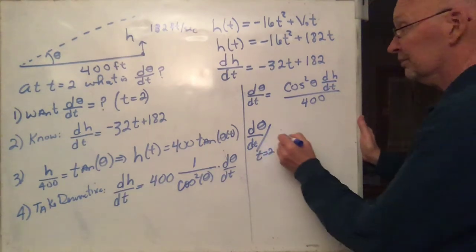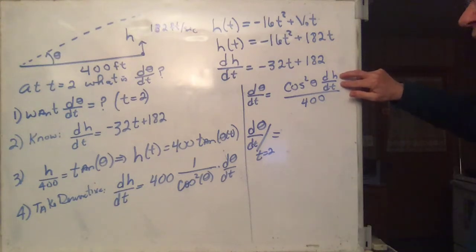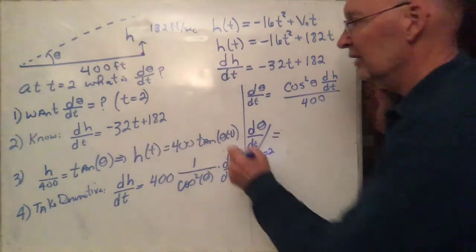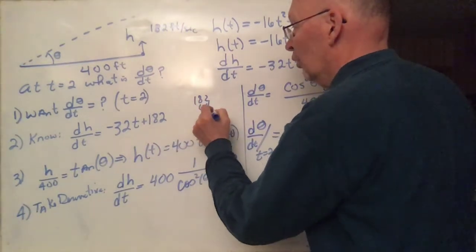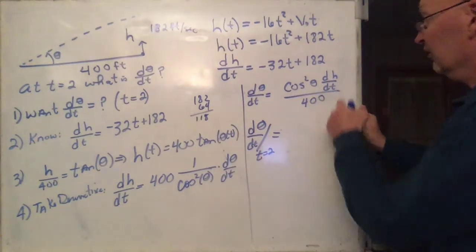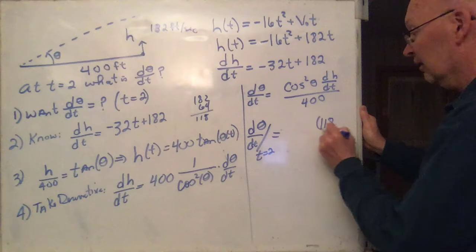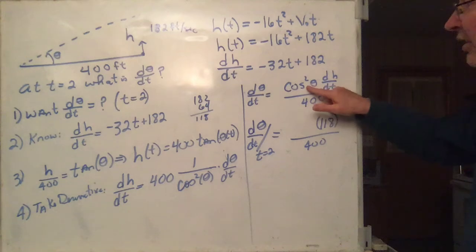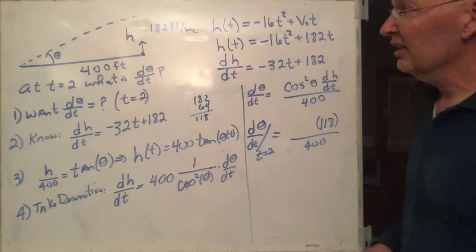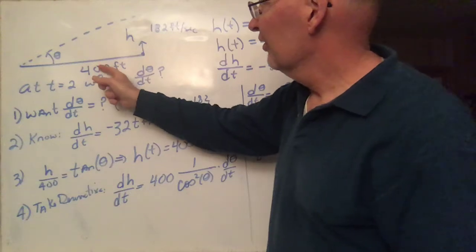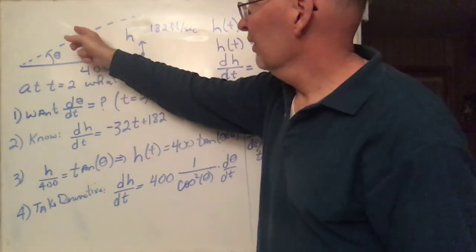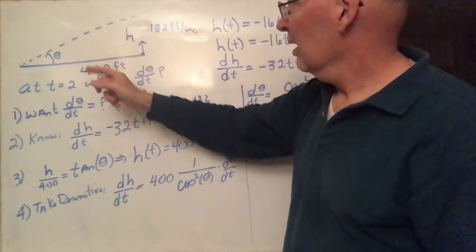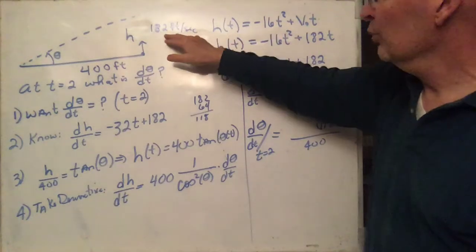Okay, let's figure it all out. First of all, what's dH/dt going to be at time equal to 2? When t is equal to 2, it's going to be negative 64. 182 minus 64 is 118. So this is going to be 118 right here. Here's 400 down here. Now we need cosine of theta. Cosine is this over this. Well, we don't know this length. We know this length. And using this formula, I guess we can find this length.